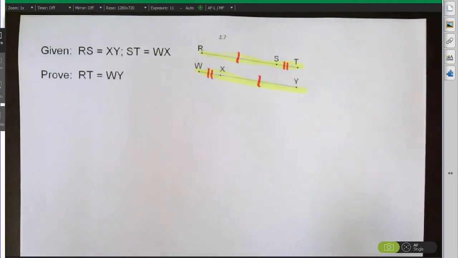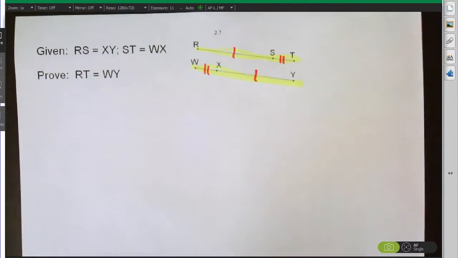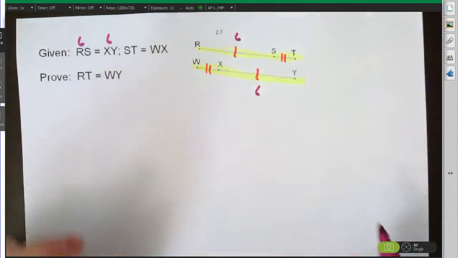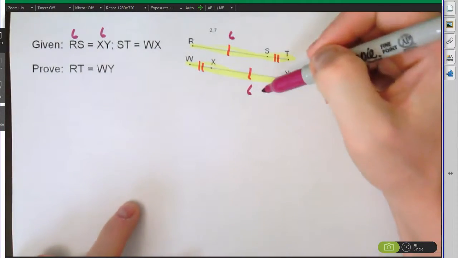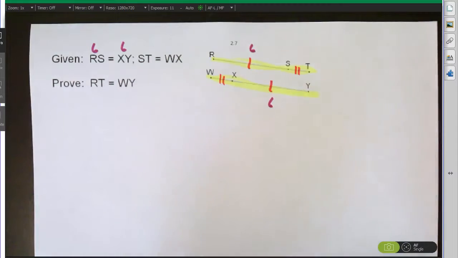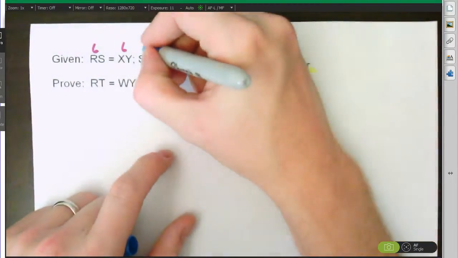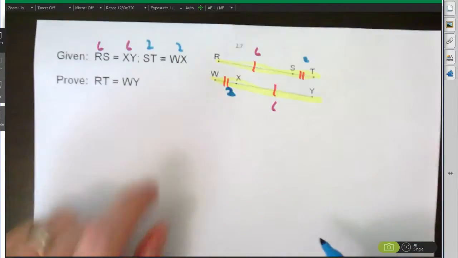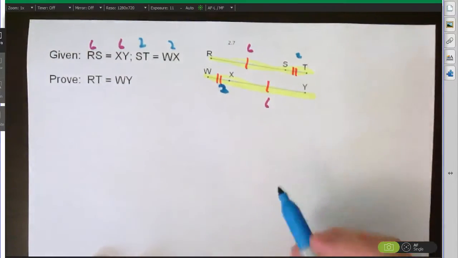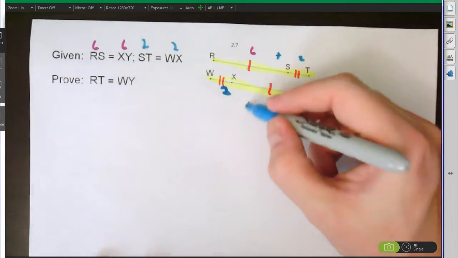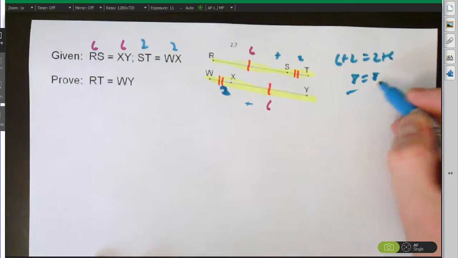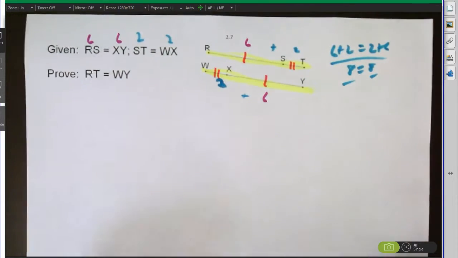Now informally, this is very, very easy to argue. If I said, okay, RS is 6, well that means XY is 6. Now you don't do a proof this way, but I'm just giving you kind of a background. RS is 6, XY is 6. Great. And then I also said, hey, ST was 2, that means WX is 2. Okay. Well, how could I say that RT is the same thing as WY? Well, I just say, oh, it's 6 plus 2, and 2 plus 6, they're both 8. They have to be the same. And okay, that seems pretty obvious. Well, that's what we're going to do in the proof.